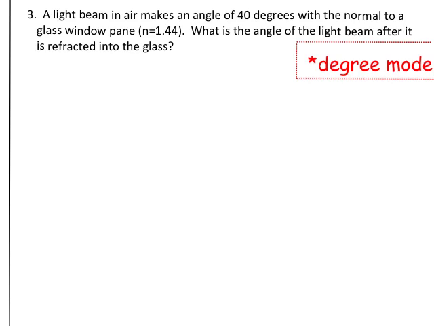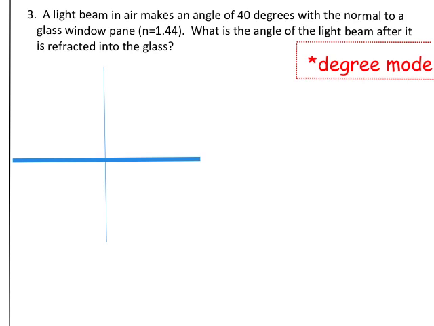Next, we're going to apply Snell's law. So we have a light beam in air making an angle of 40 degrees with the normal to a glass window pane, which has an index of refraction of 1.44. And we're looking for the angle at which the light gets refracted. And sometimes it's helpful to draw a picture, so I'm going to go ahead and do that for you.